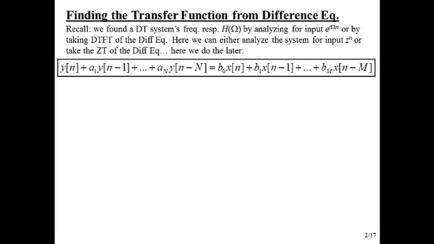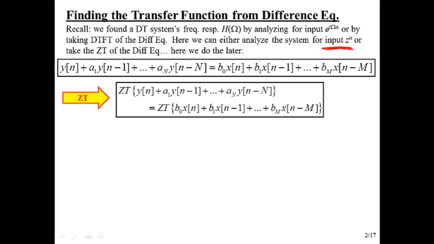And so here we go. We've got our difference equation as usual. Let me get my pen set up here. And so we've got our output side and our input side with the corresponding coefficients. Now we can do this two ways. Just like we had two ways to do it for the discrete time Fourier transform to find the frequency response, we have two ways here. So we can either consider the input z to the n, or we can just take the Z transform of the difference equation. So we'll do the second of those things here.